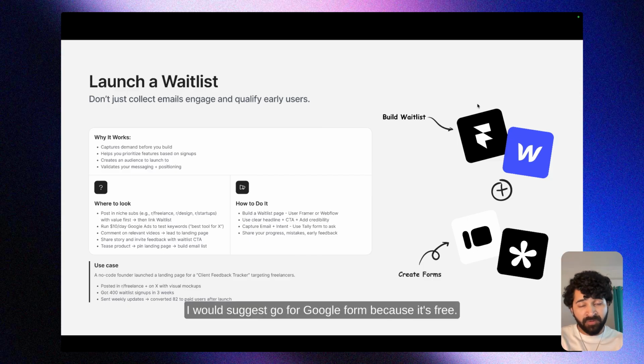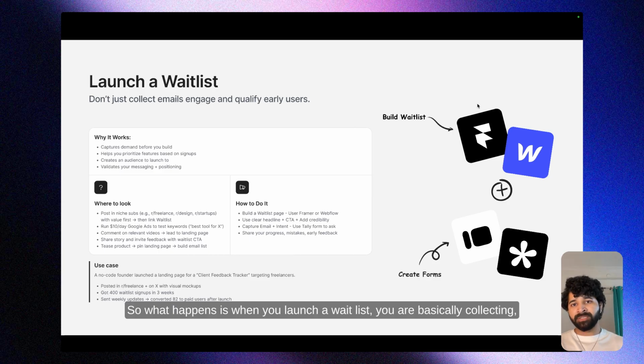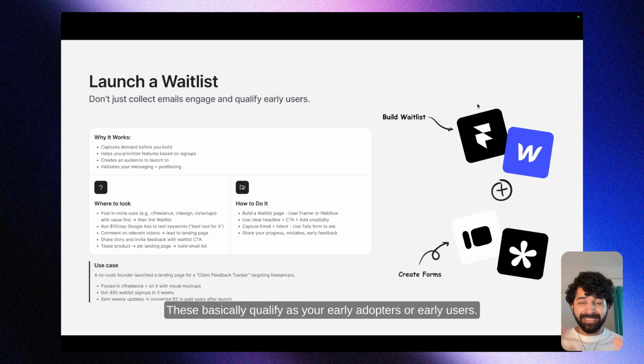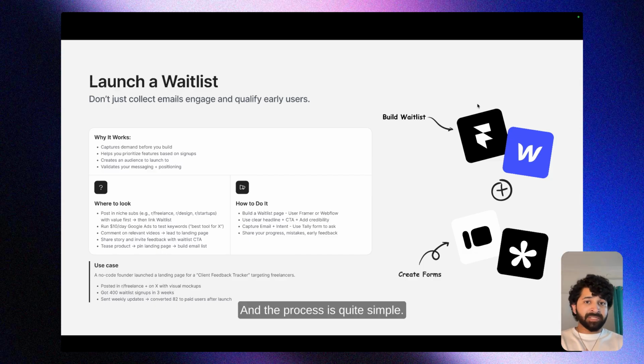I would suggest go for Google Form because it's free, but if you want to do some proper branding, go for Tally. There are different software out there. When you launch a waitlist, you are basically collecting emails of your potential leads or potential customers. These basically qualify as your early adopters or early users. And the process is quite simple.